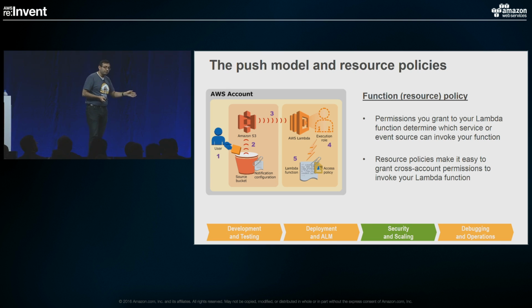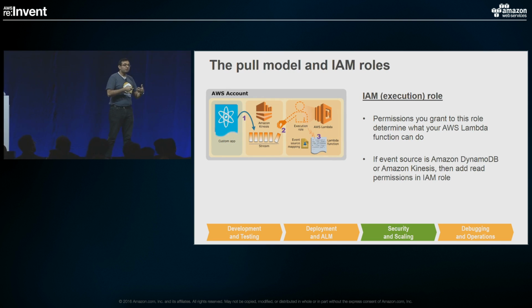And the other side of it is a pull model. If you're reading data off of Kinesis or from DynamoDB streams, then Lambda is actually reaching out and trying to fetch the data from these two streams. So there, you have to give an IAM role to the Lambda function that says, allow this function to go and read off of a downstream resource. So just make sure you're aware of those two different modes.